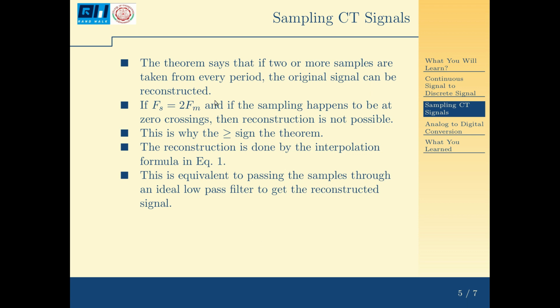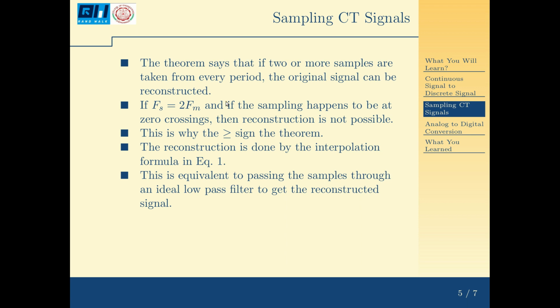Now, what the theorem says is if you take 2 or more samples out of every period, the original signal can be reconstructed faithfully. If I take only 2 samples, one problem is that it can be reconstructed, but if the sampling happens to be at the 0 crossings, then the reconstruction is not possible, because I will end up with no samples at all. Because if the sampling happens to be at the 0 crossings, then all I get will be 0. So that is why there is a greater than or equal to sign in the theorem.